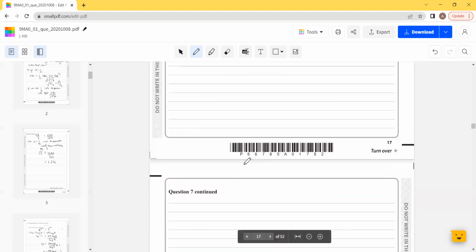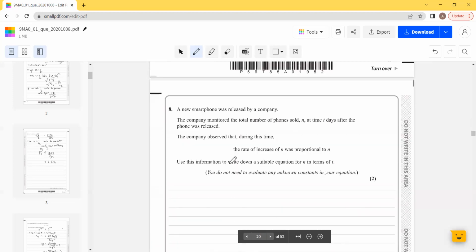Okay, moving on. Question 8. A new smartphone was released by a company. The company monitored the total number of phones sold, n, at time t days. That makes sense as well. This company observed that during this time the rate of increase of n was proportional to n. Use this information to write down a suitable equation for n in terms of t.